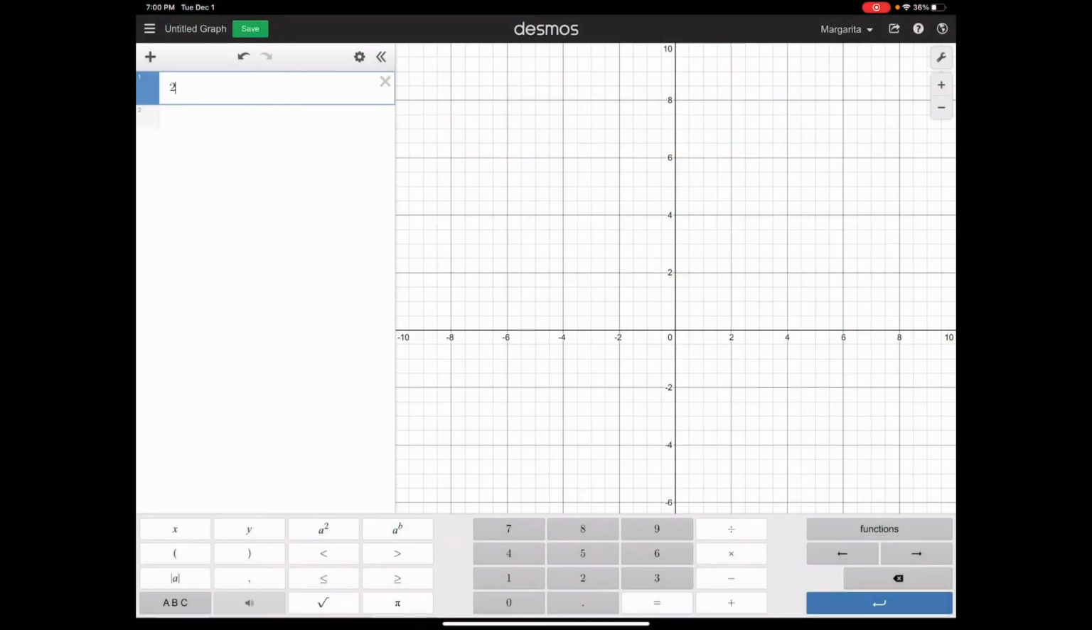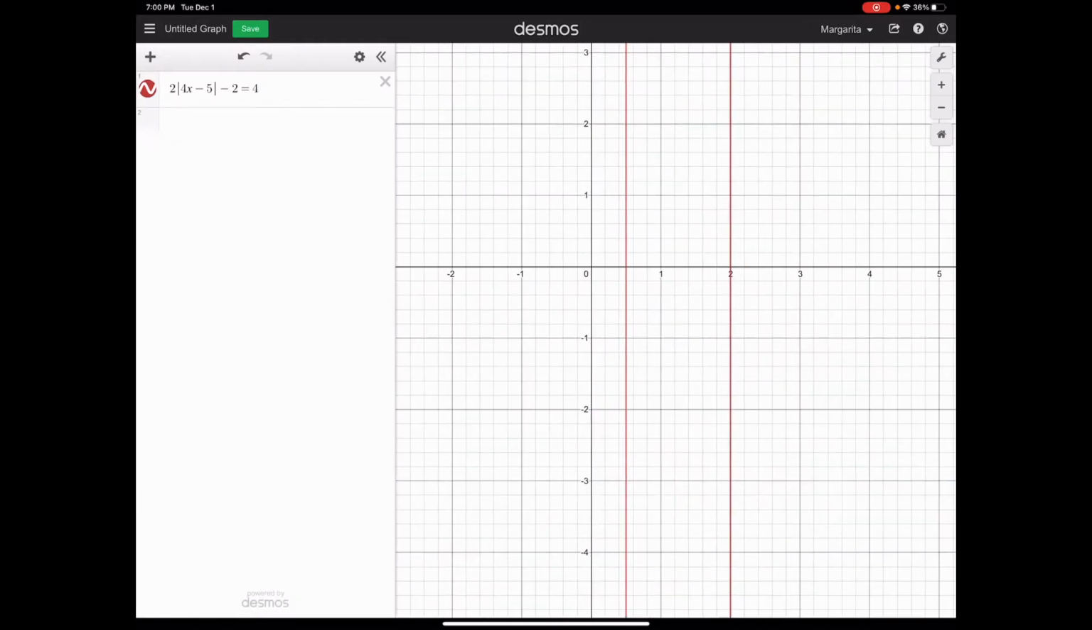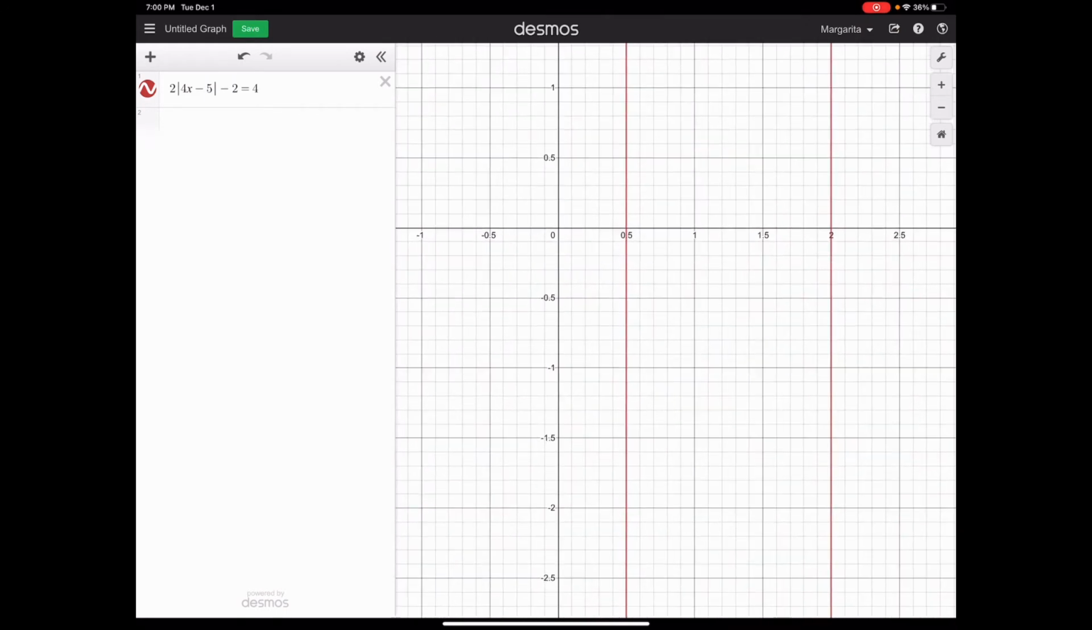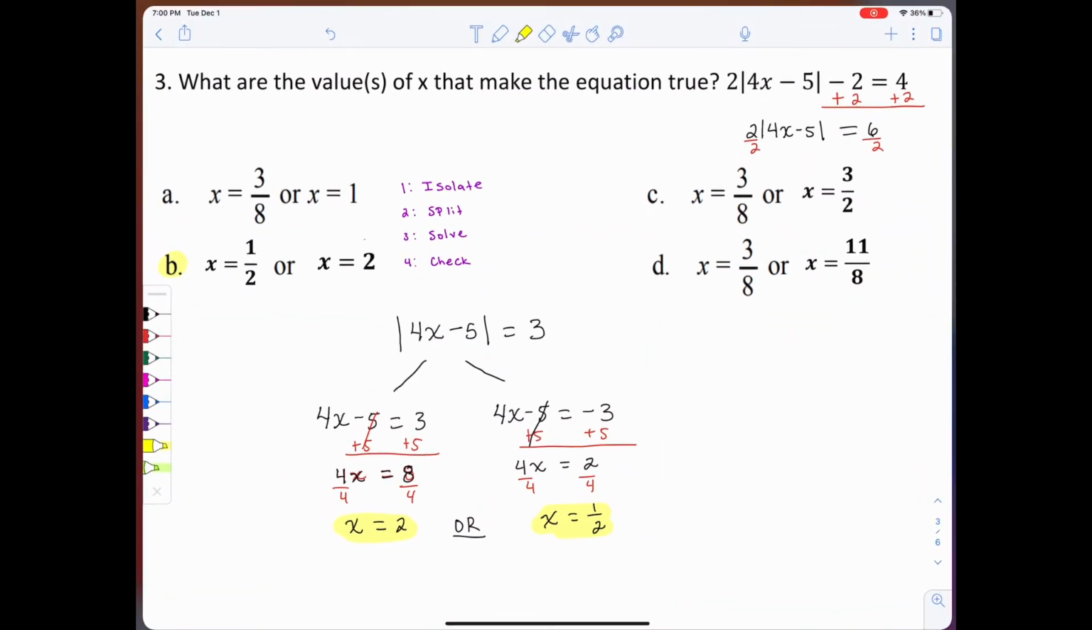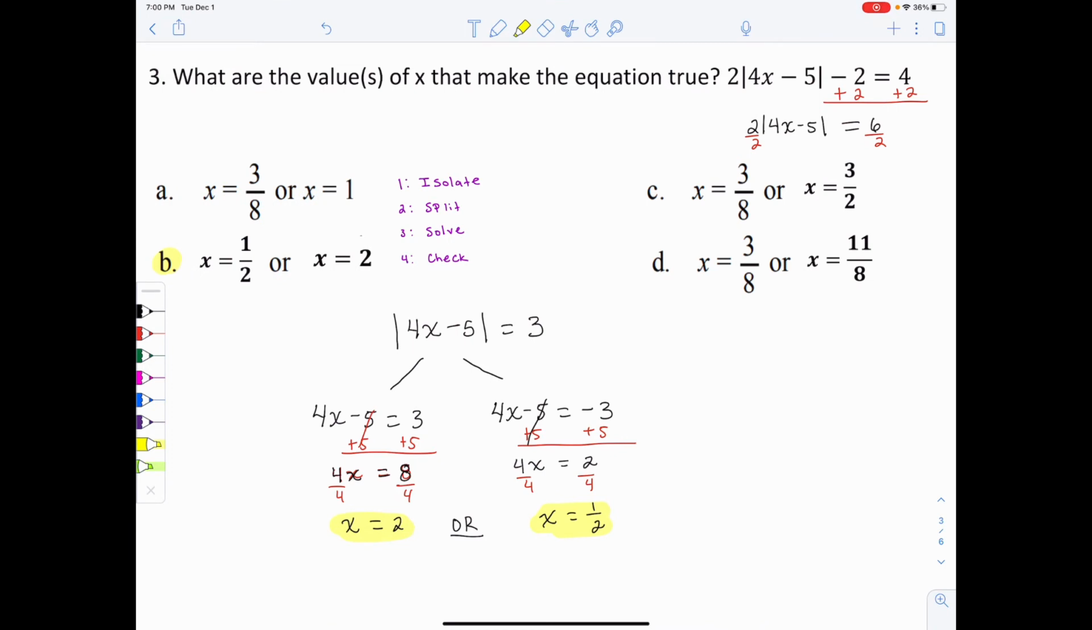All right, so we're gonna type in the equation exactly like it appears. 2 absolute value of 4x minus 5, minus 2 equals 4. Right, so it crosses at 2. And if I just keep zooming in, I can see that it also crosses at 0.5, which is 1/2. So 1/2 and 2, which is what I got when I solved. So I know it's right.